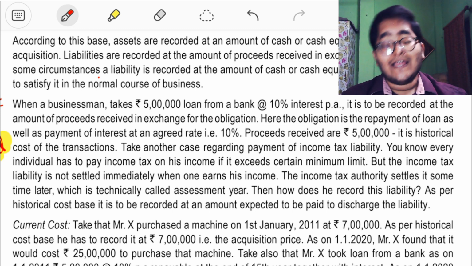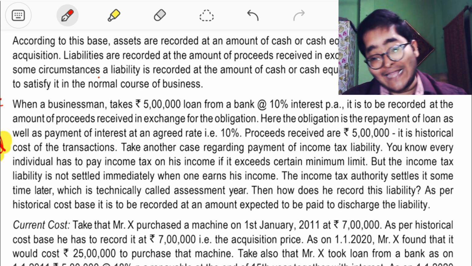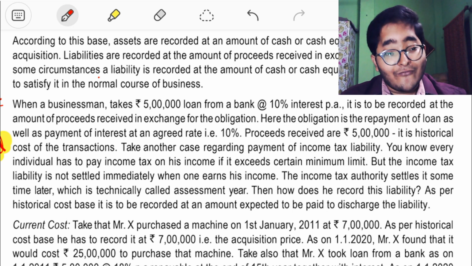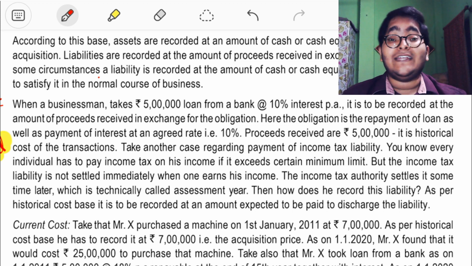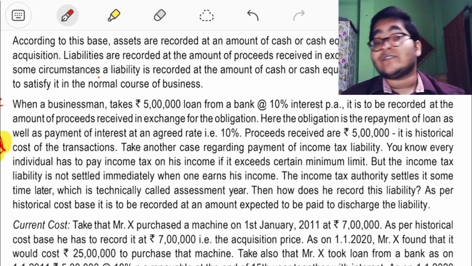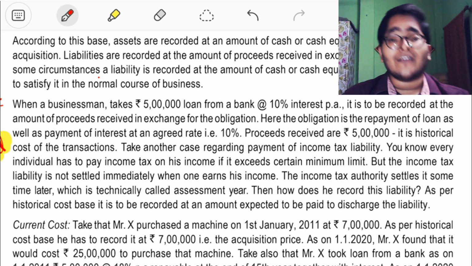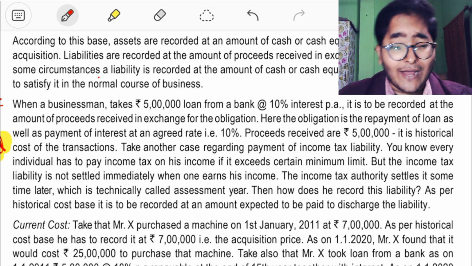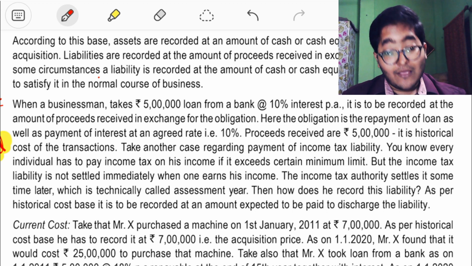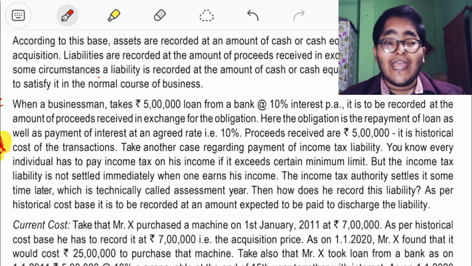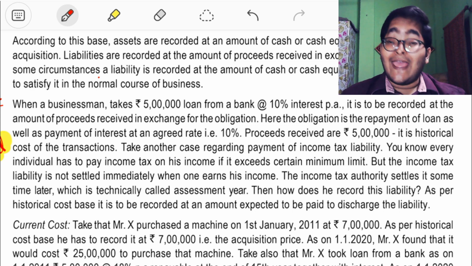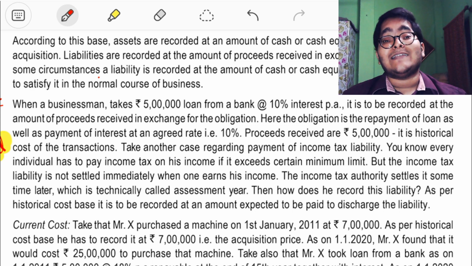Take another case regarding payment of income tax liability. You know, every individual has to pay income tax. We all know our parents and our teachers pay income tax or teach us about income tax. We have heard somewhere or the other about income tax. So, an individual needs to pay income tax on his income if it exceeds certain minimum limit or certain exemption limit.